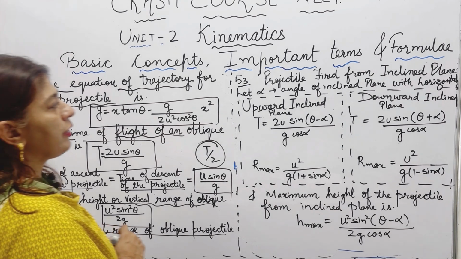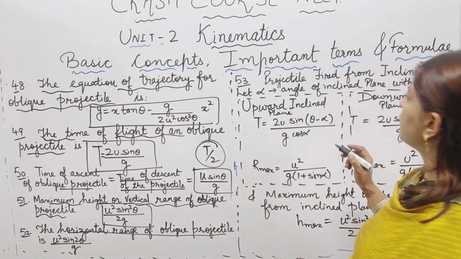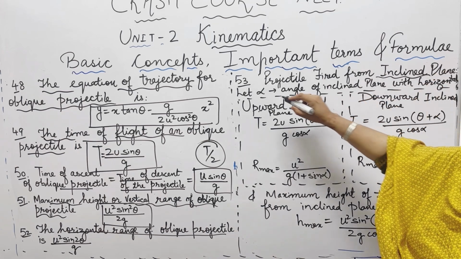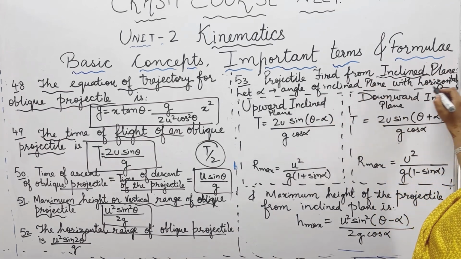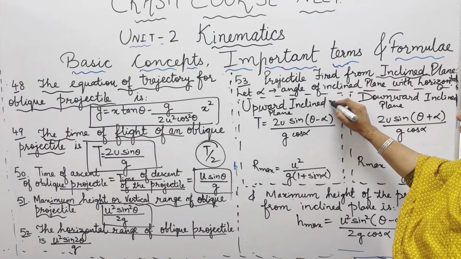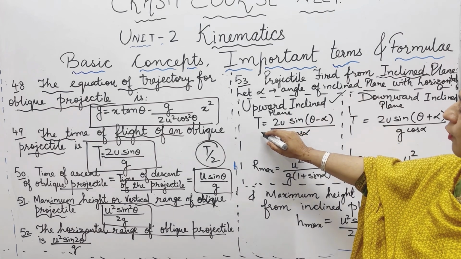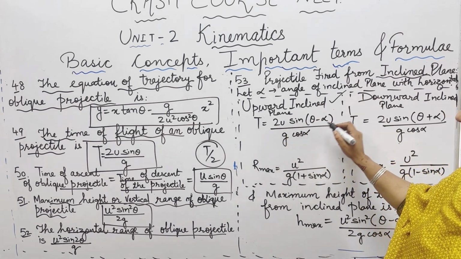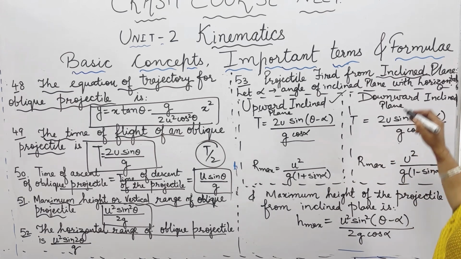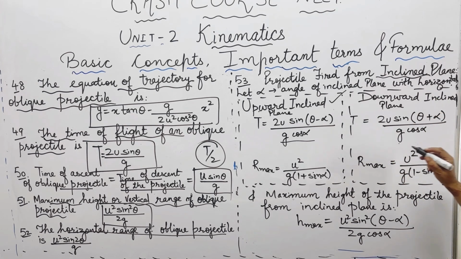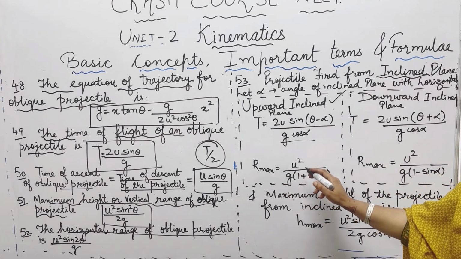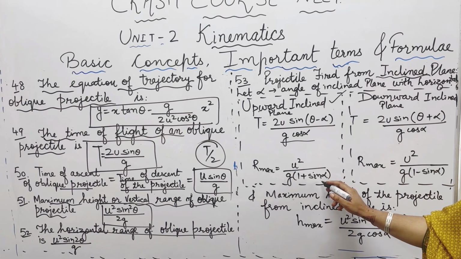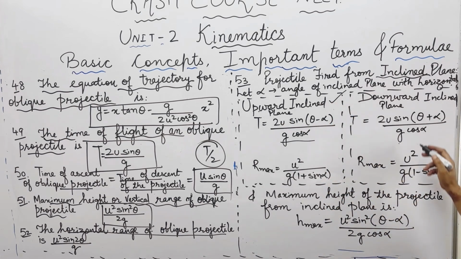Now, if the projectile is fired from inclined plane, let alpha be the angle of inclination with the horizontal. Then for upward inclined plane, the time of flight is given by 2u sine theta minus alpha upon g cos alpha. And for the downward inclined plane, this minus is replaced by the plus alpha, rest everything will remain the same. Maximum range is given by u square by g into 1 plus sine alpha for the upward inclined plane, and for the downward this minus sign will come here.